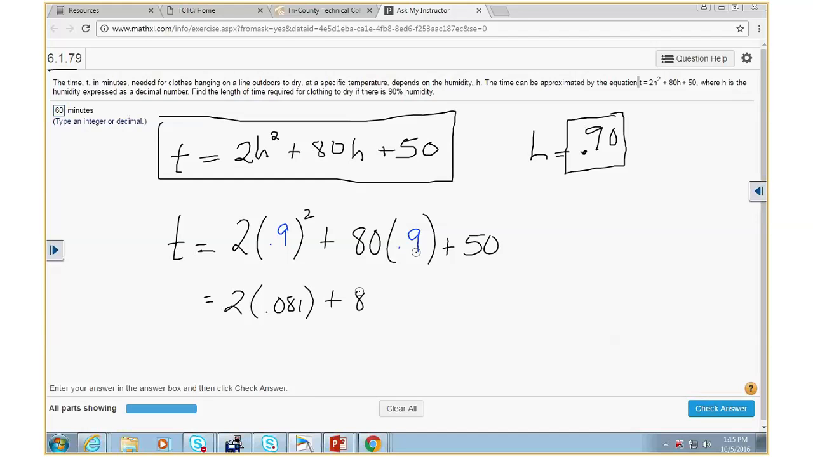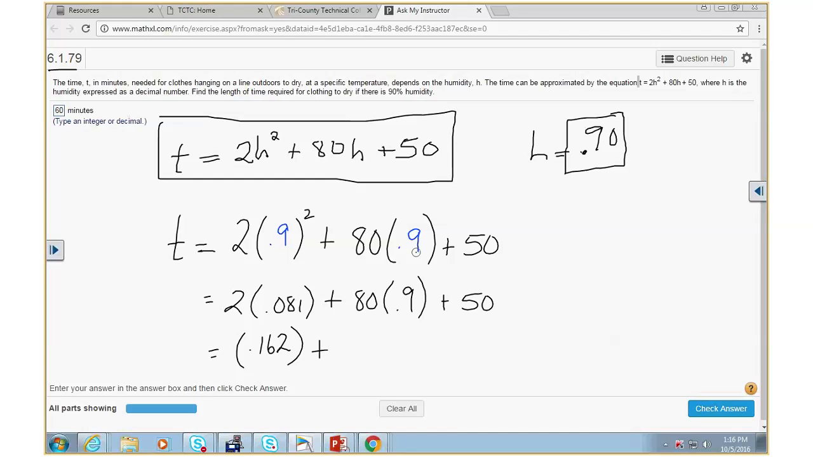Plus 80 times 0.9 plus 50, and you can do this on the calculator. So if somebody does 2 times 0.081, somebody give me that number. What is it? 2 times .081. 0.162. .162. Plus, well, 10% of 80.